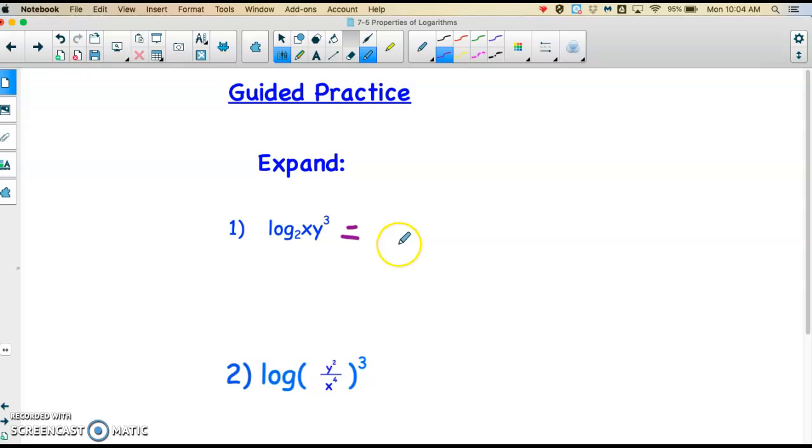So let's use our property here. We have multiplication going on right here. When they're right next to each other, that means multiplication. We also have the power. The power is attached to the y, so that needs to come out in front. We're going to plug that out in front. So it's log base 2 of x. Remember, when you're multiplying the amounts here, you're adding your logs together. So plus 3 log base 2 of y.